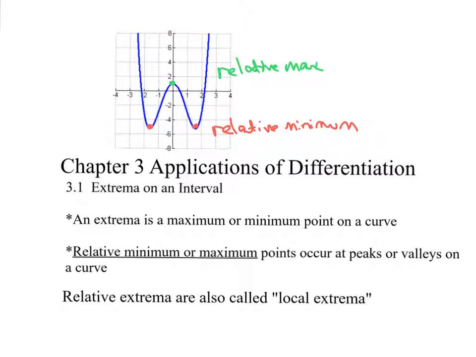Now, as we go through this chapter, we're going to see how calculus is going to help us to identify those relative minimum and relative maximum points. As we can see, the two red points actually look like they're tied for how low they both are. So they're both going to be called relative minimum points.